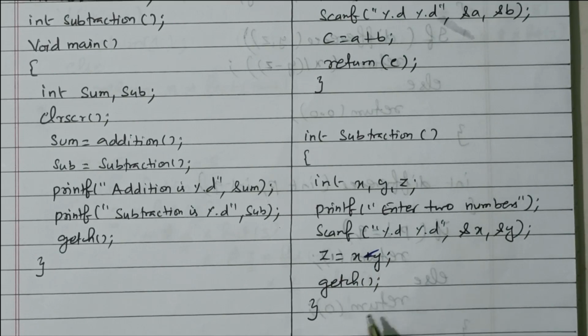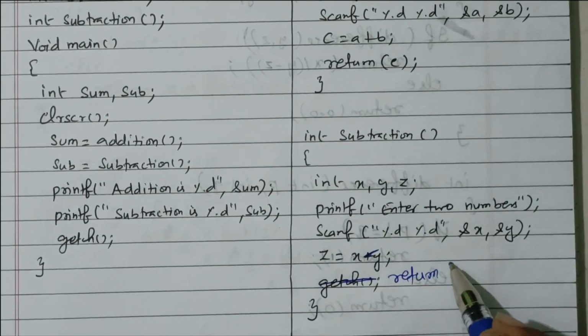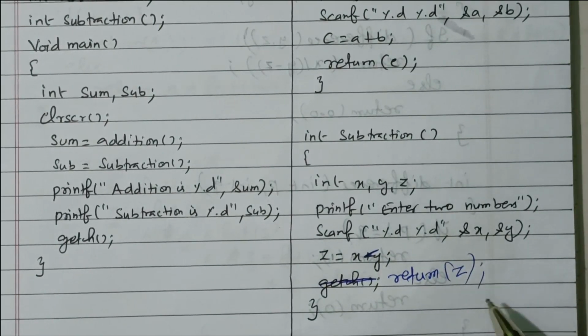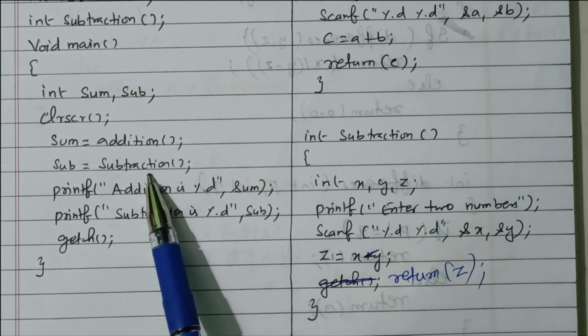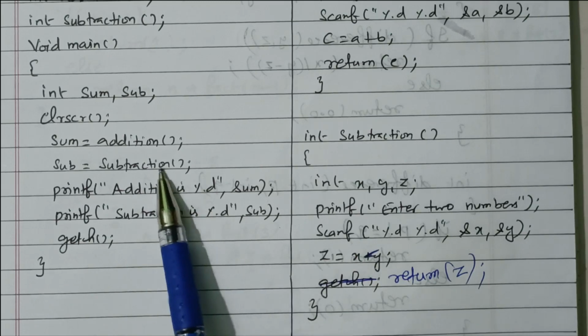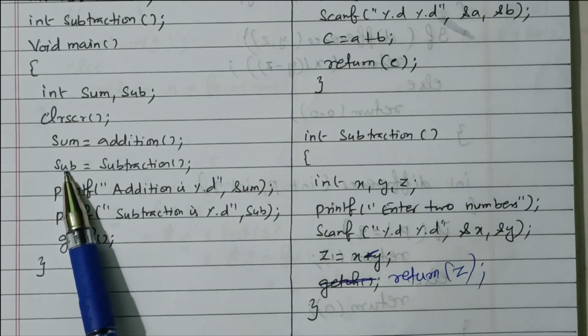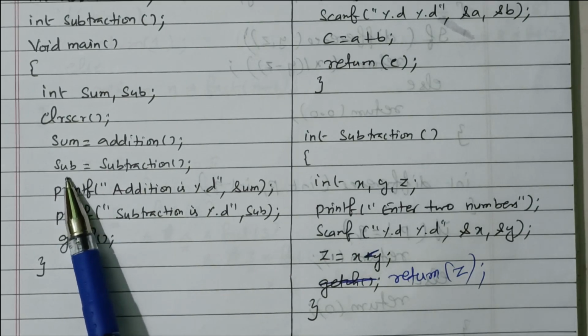Return Z. Right? This is return Z, semicolon. So the control will transfer to this function, transfer to this subtraction. The Z value is now stored in sub. The subtracted two numbers are available in the variable Z. That is returned by the function and will be stored in sub.